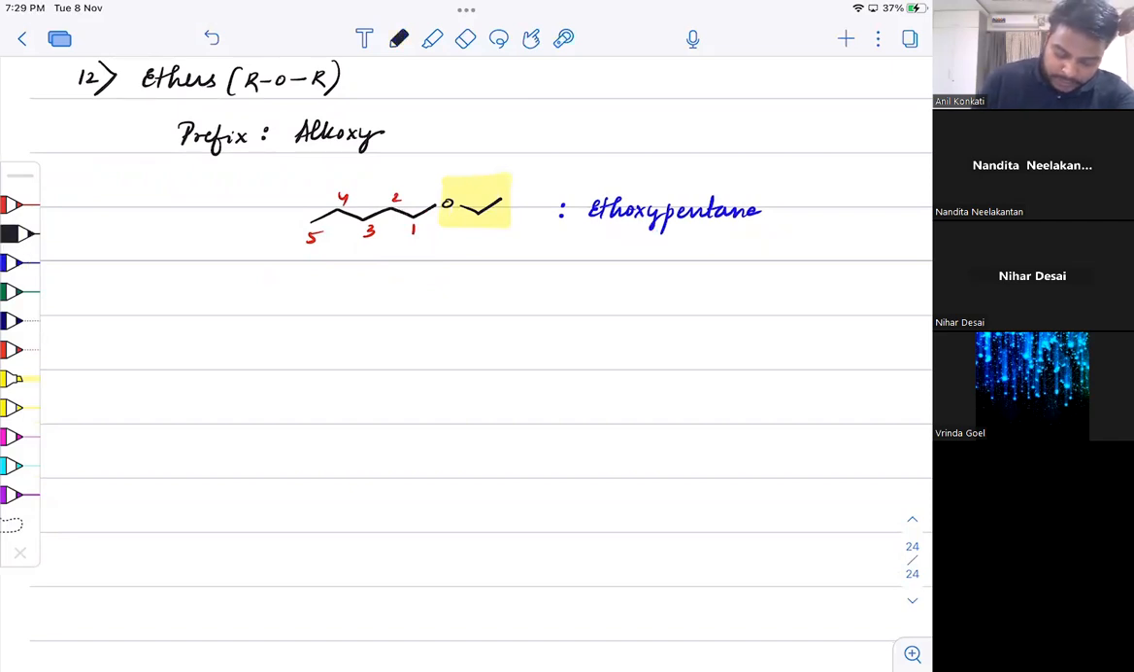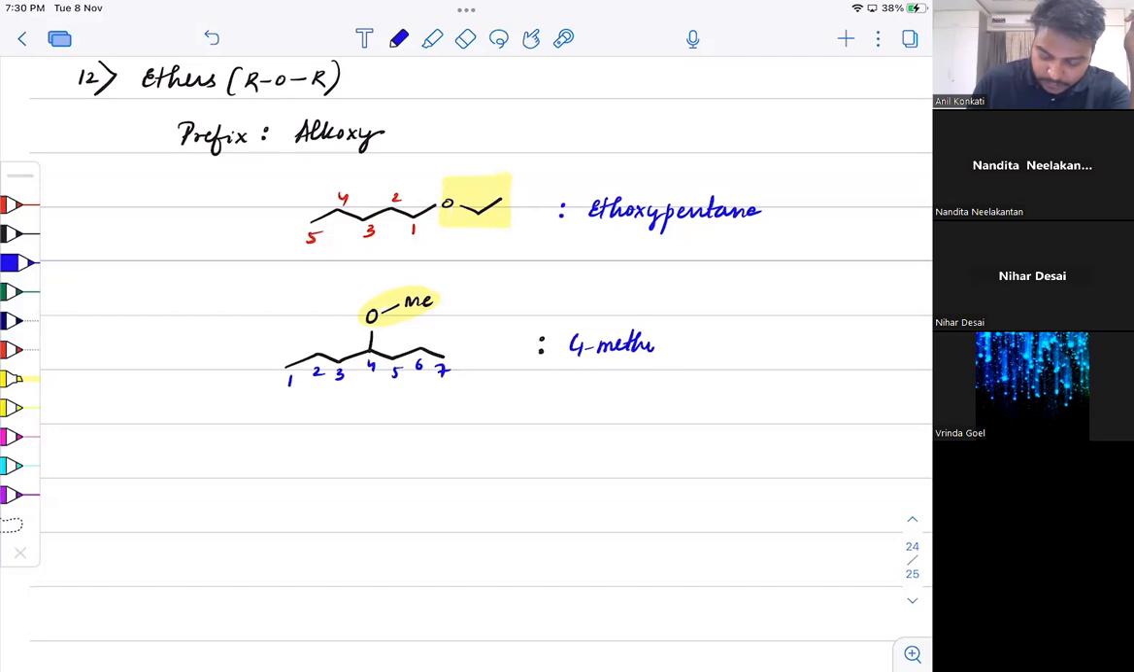Suppose it is on some other numbering like this, I have O and methyl here. In that case, you will go for the longest chain, 1, 2, 3, 4, 5, 6, 7. On the fourth carbon, you are getting that methoxy. This is now read as methoxy. So it will simply be read as 4-methoxyheptane.